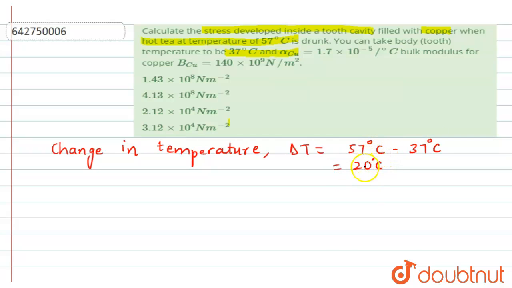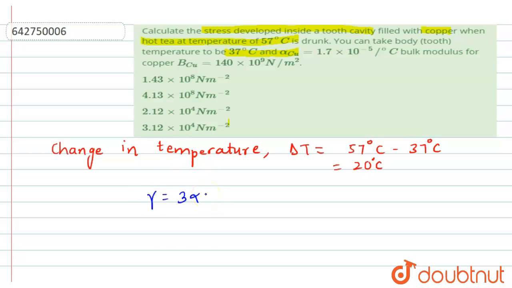Now here alpha is the coefficient of linear expansion of copper. It is given in the question, per degree Celsius. There is also the cubical expansion coefficient gamma, and the relation between linear and cubical expansion is gamma equals 3 alpha.